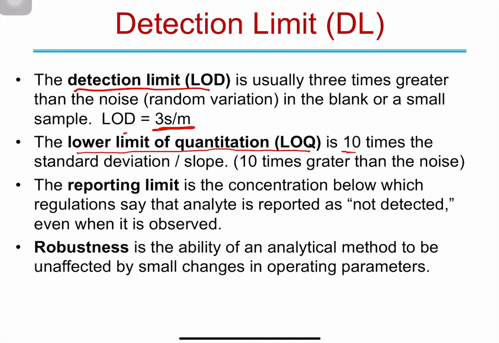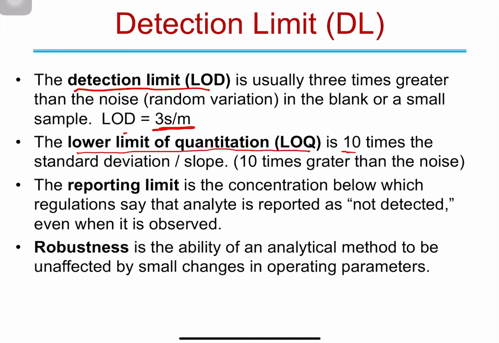Reporting limit is another important thing, which is the concentration below which regulation says the analyte is reported to be not present, even if you observe some signal. So there must be some limit for reporting. This is the minimum concentration, depending on your method, at which you can say that the analyte is present. After we do our calculation, if we find the concentration is below the reporting limit, then we say that the analyte was not detected.